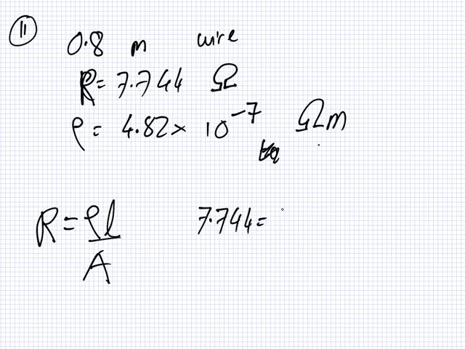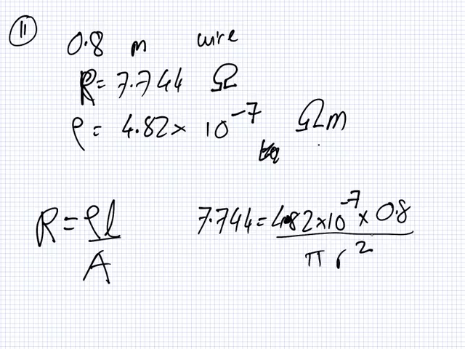So we have 7.744 equals 4.82 times 10 to the minus 7 times 0.8 over pi r squared. What's so hard about that? Nothing.